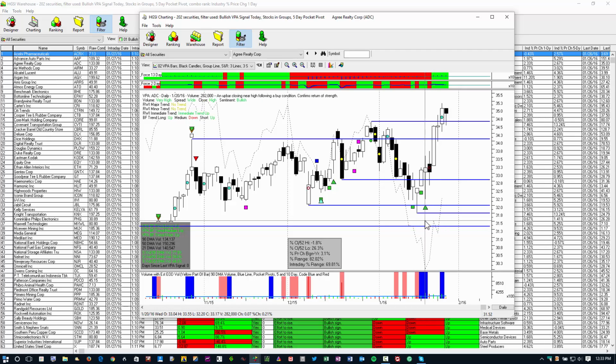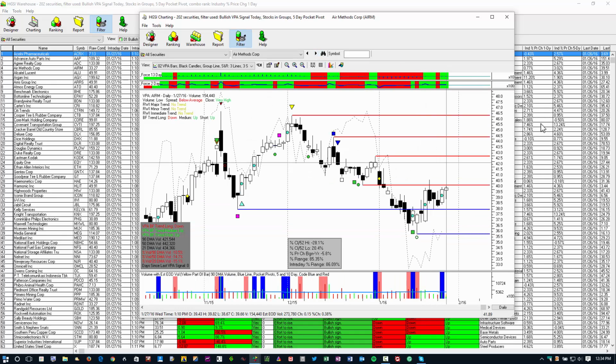Now back here, this is another example of a pocket pivot, but a different VPA signal. And if you click on that VPA signal and look over here, it was an up bar closing near the high following a buy condition, and that buy condition was right here the prior day. So by not limiting yourself to a requirement of having too many factors involved in the filter, I think there are other opportunities that will present themselves.